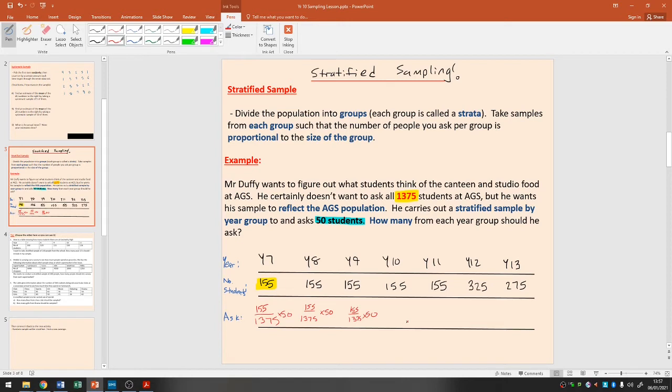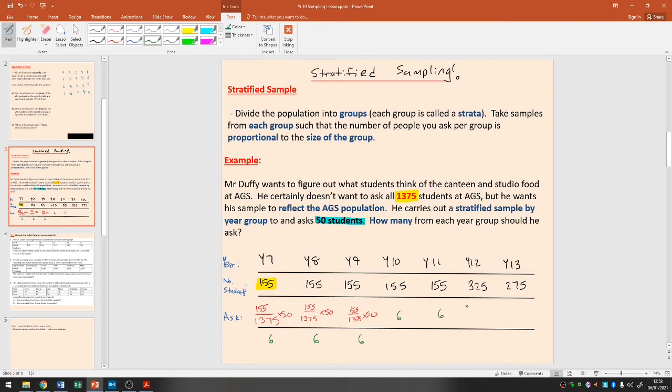So I'll show you what you're going to do now. You pop it into your calculator. So let's do it. 155 over 1375, then push the times button. 50 equals. Oh no, we've got a strange old number. It's 5.6. So that's a bit funky. I'll have to show you this at the end. I'm going to round that to 6, okay? Because we can't ask a portion of a person, and 5.6 rounds to 6. So we'll call that 6, call that 6, call this 6. These are both 155s as well, so that's 6, and that's 6 too.